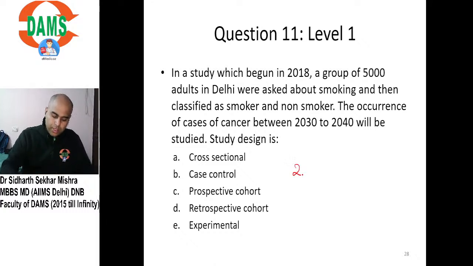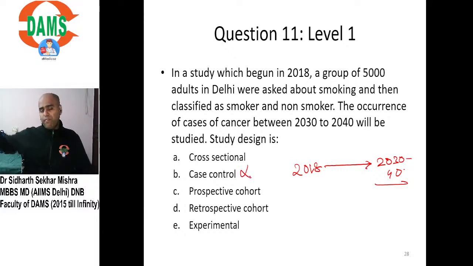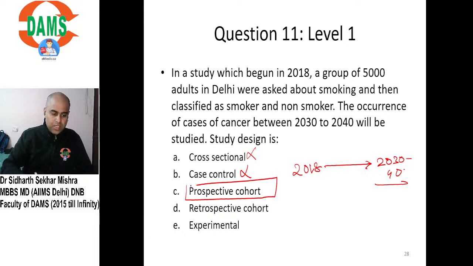So 2018, we are going to 2030 to 2040. It cannot be case control because we are going forward in time. It cannot be cross sectional because there is a follow up going on over here. So the best answer becomes prospective cohort.